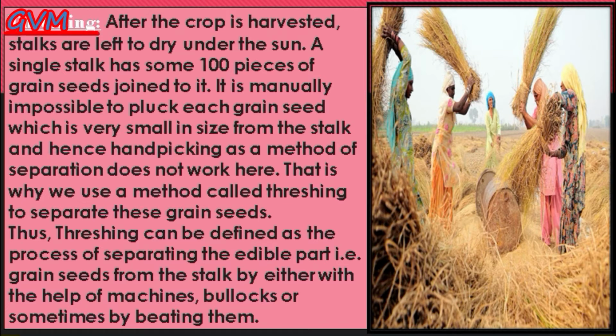Students, once the crop is harvested, stalks are left to dry under the sun. And students, you will be amazed to know that a single stalk has some 100 pieces of grain seed joined to it. And students, it is impossible to pluck each grain seed manually as they are very small in size. So students, the method of handpicking doesn't work here.